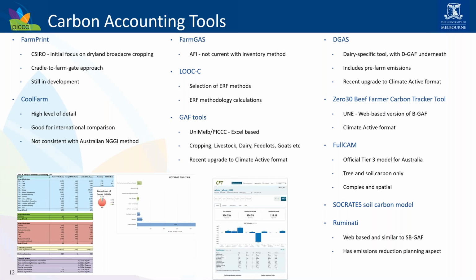And the interesting thing about Ruminati, which unfortunately the GAF tools don't have the ability to yet, is that it has an emissions reduction planning aspect. So you can actually say, okay, these are my emissions today. What am I going to do to reduce my emissions in future? It's only for sheep and beef, so they haven't expanded into cropping or anything like that yet. But it is quite a useful tool.